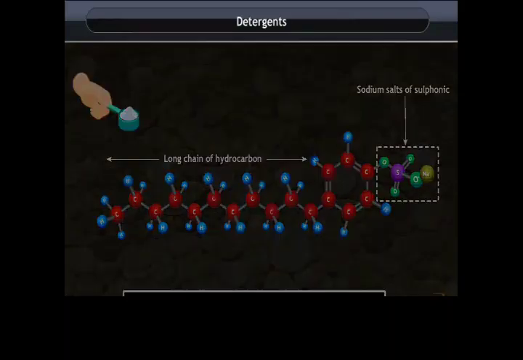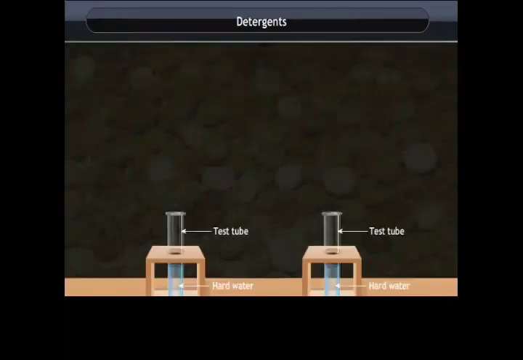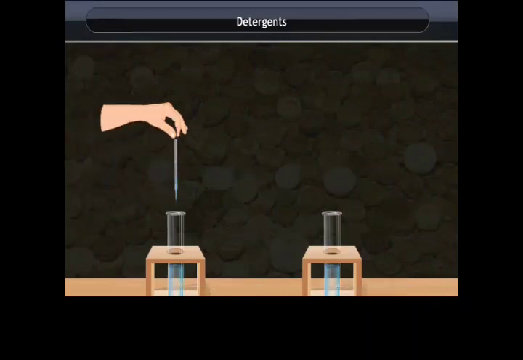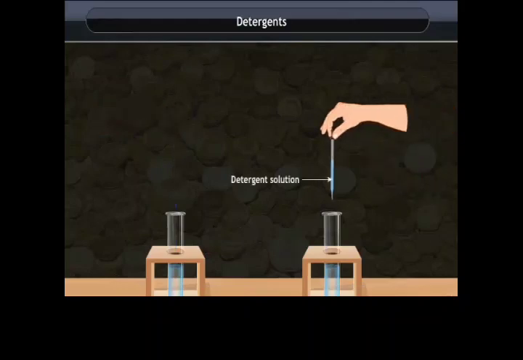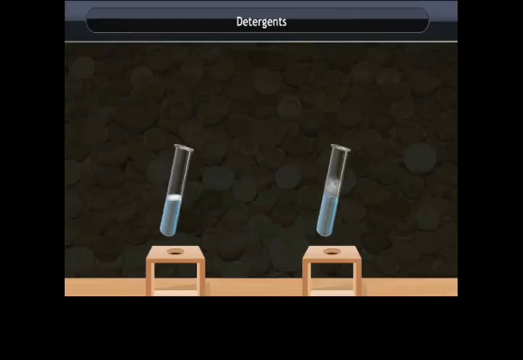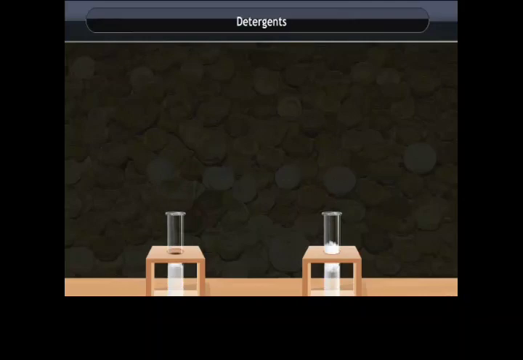Let us do an activity. Take 2 test tubes with about 10 ml of hard water in each. Add 5 drops of soap solution to one and 5 drops of detergent solution to the other. Shake both test tubes for the same period. Do both test tubes have the same amount of foam? In which test tube is a curdy solid formed?